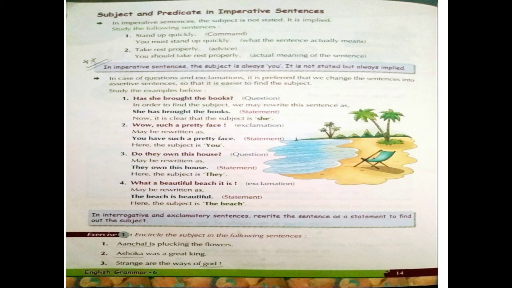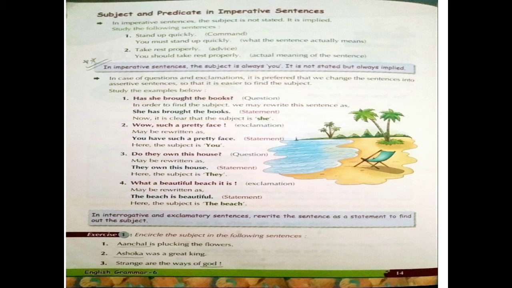For example, "Stand up quickly." This is the command. Here you will see that the subject is missing. We cannot find the subject written here. But if I am looking at you and I am commanding you to stand, then of course you will stand. So here "you" is implied.